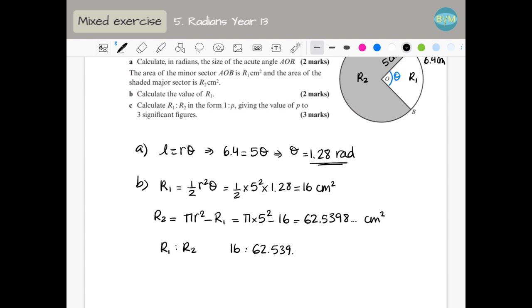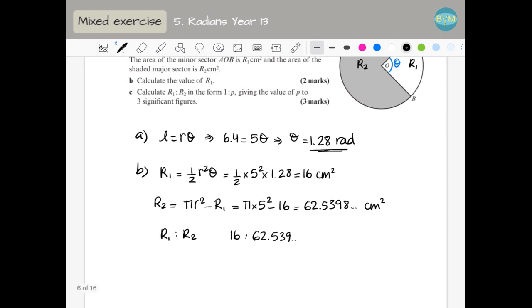So the ratio R1 to R2 could be 16 to 62.53. I'm not going to round yet. I will round at the end. So if I simplify this ratio and I want a 1 here, what I'm going to do is divide by 16.